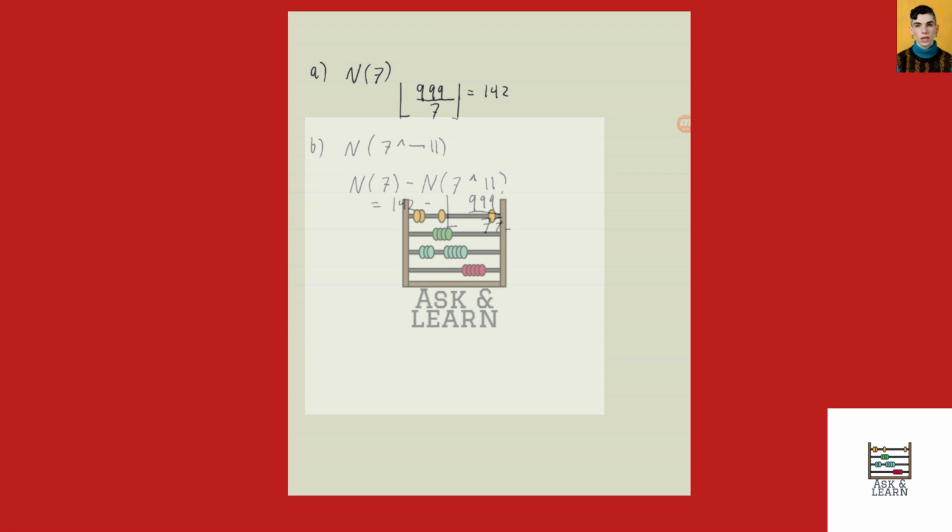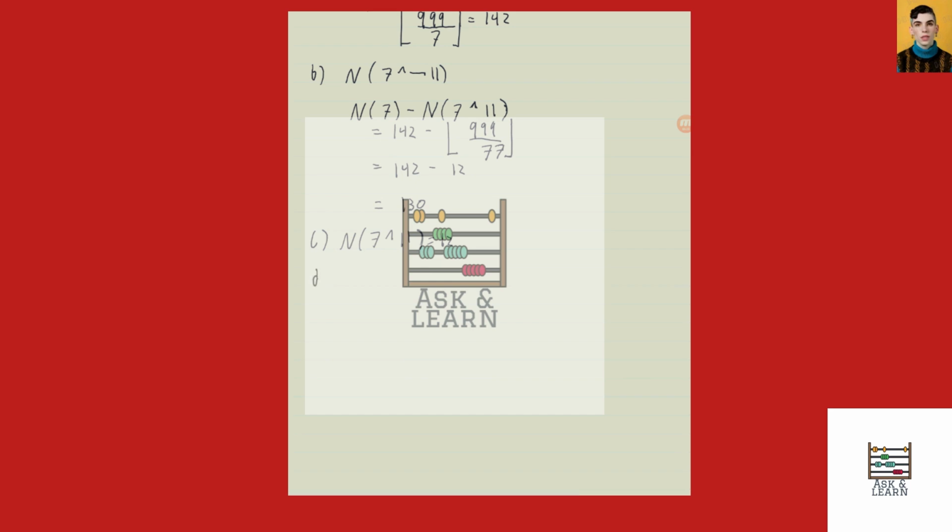It's a floor function, not brackets. And the floor function of 999 divided by 77 is going to be 12. So we have 142 minus 12, or 130. For part C, we're specifically asked, what is the number divisible by both 7 and 11? Which we already found, that was 12.